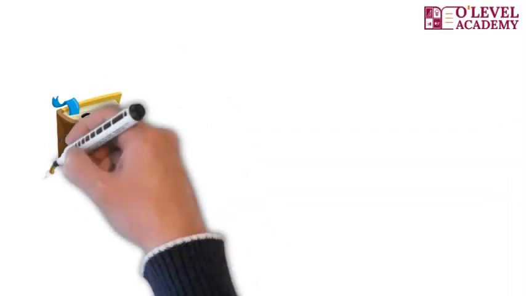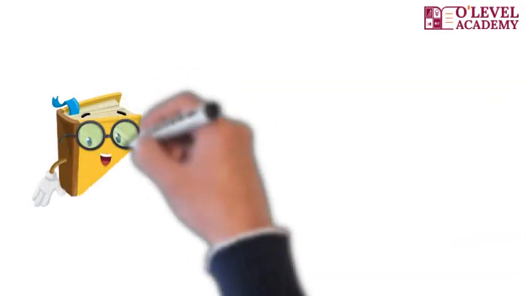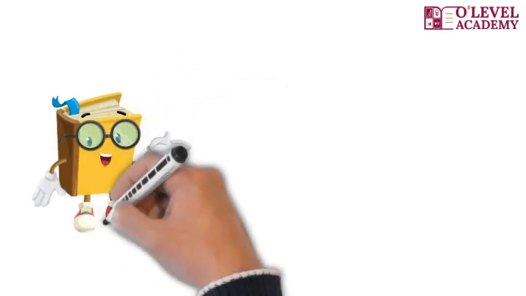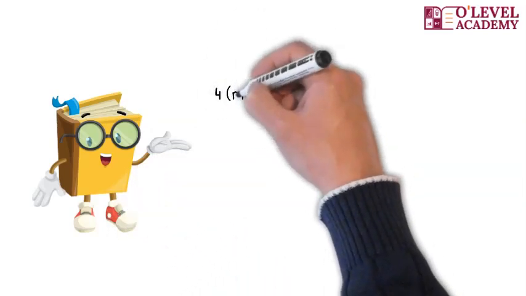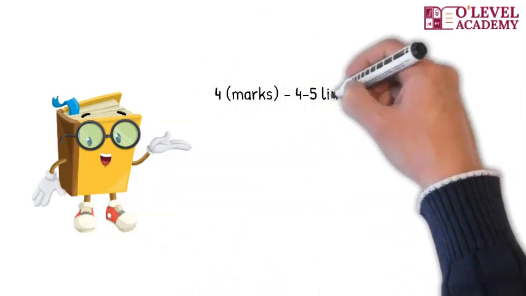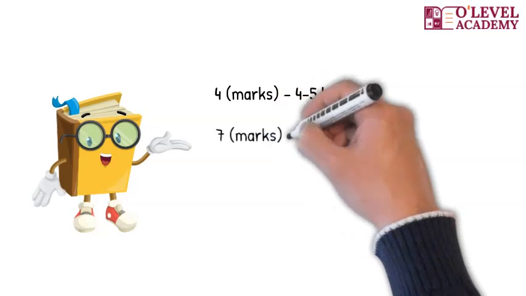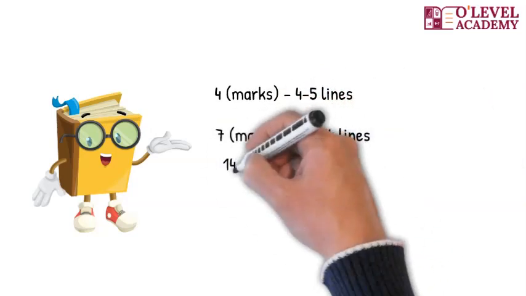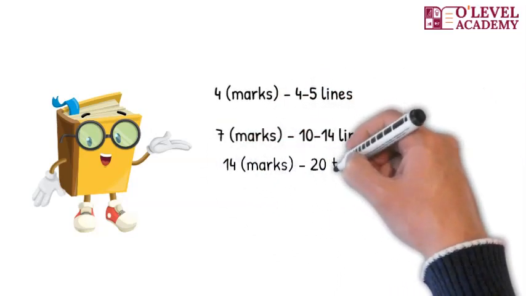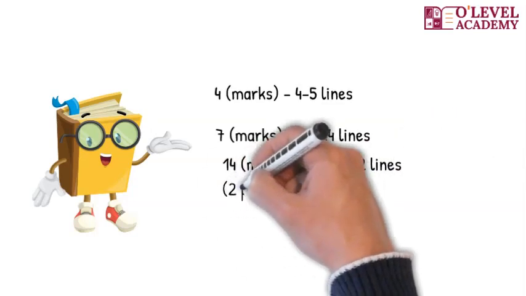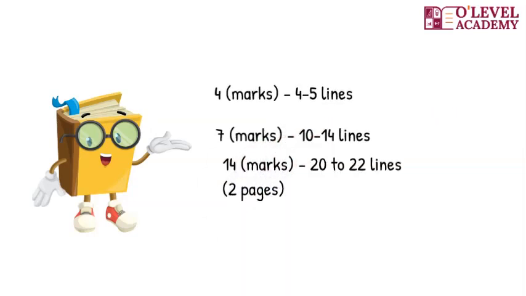Many students fall short in knowing how much they should write. For a 4 marks question, you should be writing 4 to 5 lines of 10 words. For a 7 marks question, you must be writing 10 to 14 lines of 10 words. For a 14 marks question, you should be writing a 2-page answer, that is roughly 20 to 22 lines. Always include a conclusion in a 14 marks question.